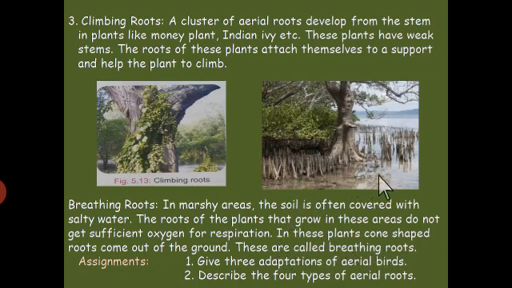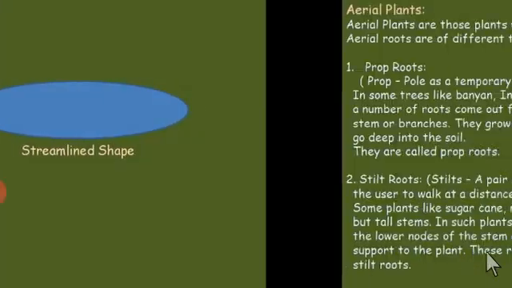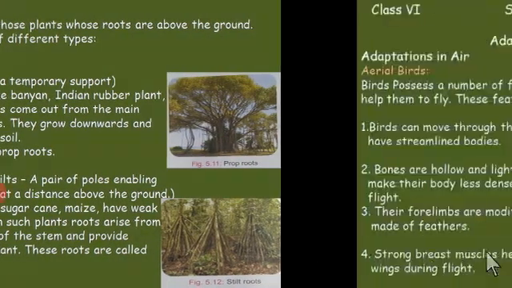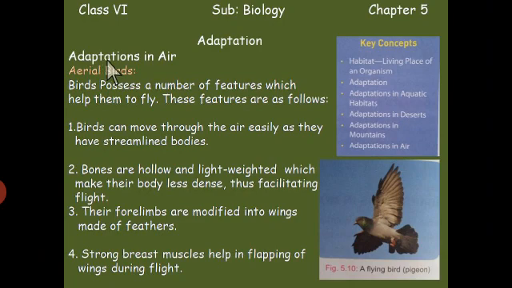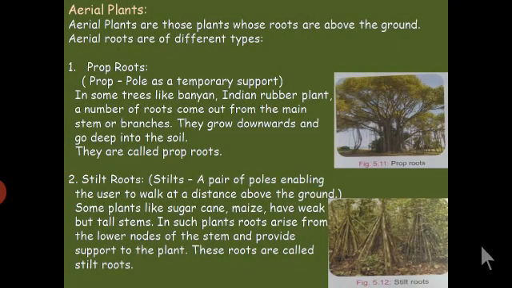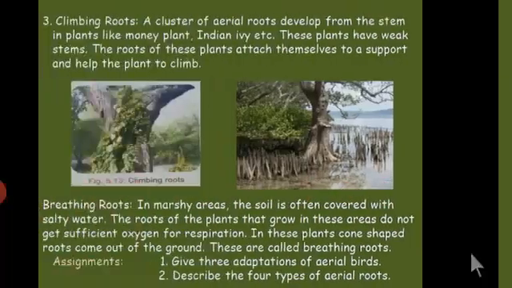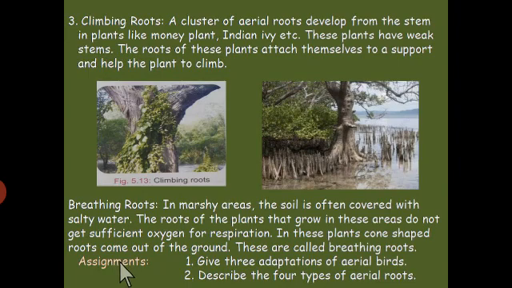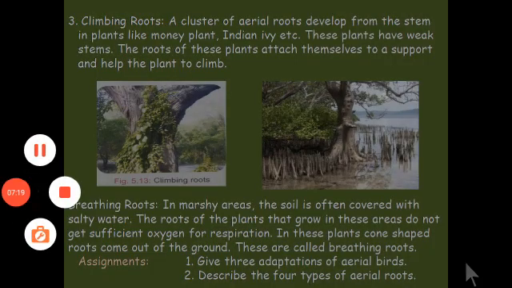Students, we have discussed the aerial birds. That means we have discussed the adaptations in animals, and we have discussed adaptations in plants, the four types of aerial roots. Students, I am giving you a few assignments. Give 3 adaptations in aerial birds and describe the 4 types of aerial roots. Do these assignments in your fair notebook.